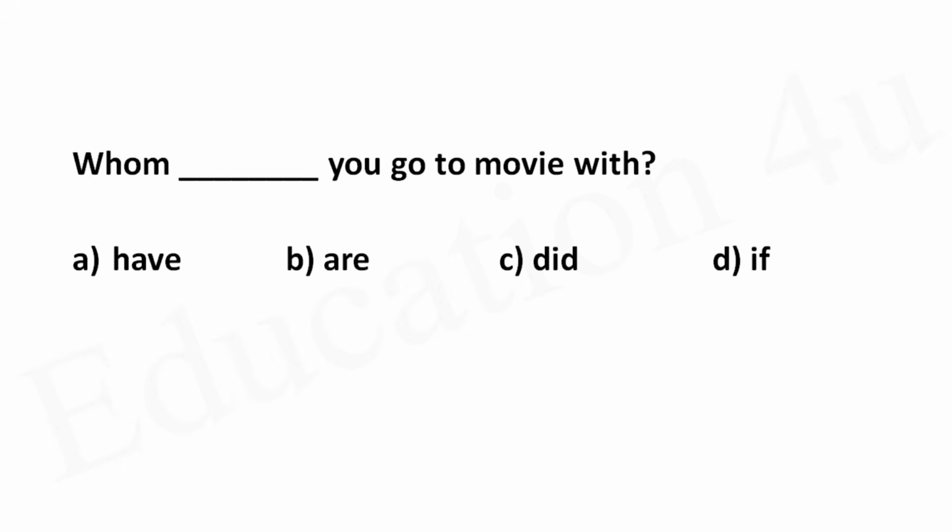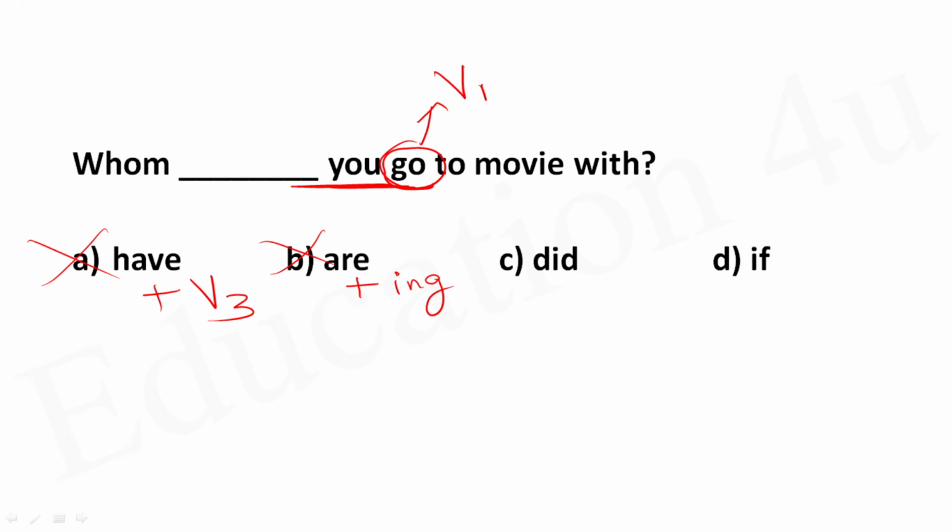Last question in this video. Whom dash you go to movie with? First of all, you are talking about you. Now, if I use are, the verb should be ing. Here, what is the verb go? Go is what? V1, the first form. If I use have, the verb should be V3. So naturally, this is wrong and this is wrong. If is a wrong option here, so the right option is did. Whom did you go to movie with?